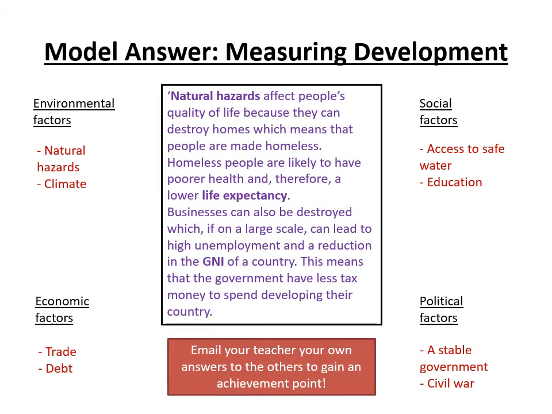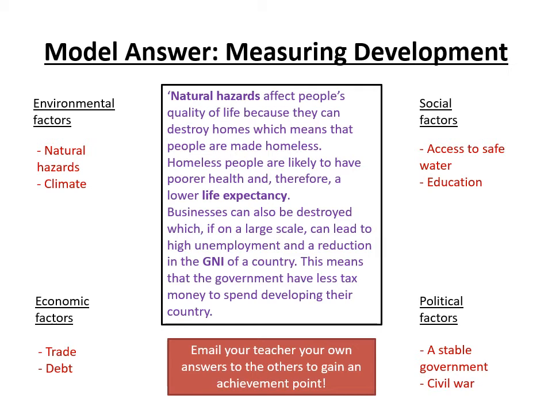So here's my model answer for natural hazards. Natural hazards affect people's quality of life because they can destroy homes, which means that people are made homeless. Homeless people are likely to have poorer health and therefore a lower life expectancy. Notice what I've done there. I've taken the simple answer. You could have just written because they can destroy homes, full stop. But come on, we're Year 9 students. That's far too basic.